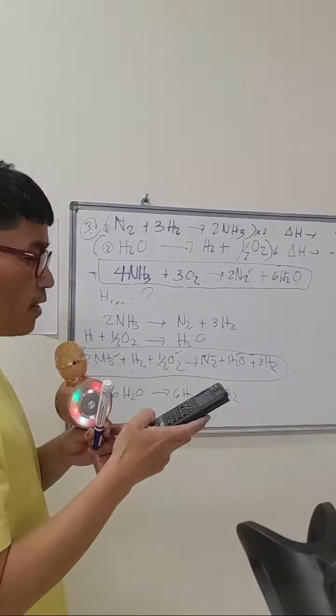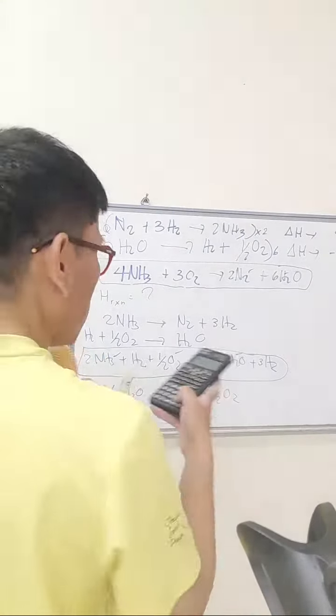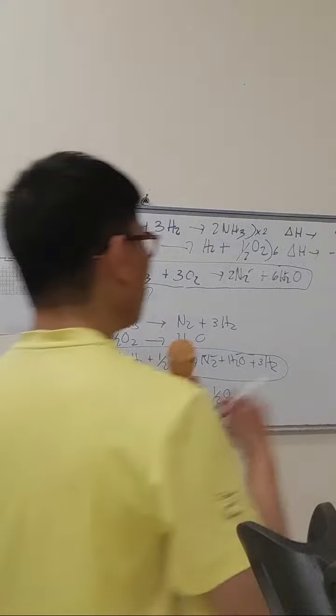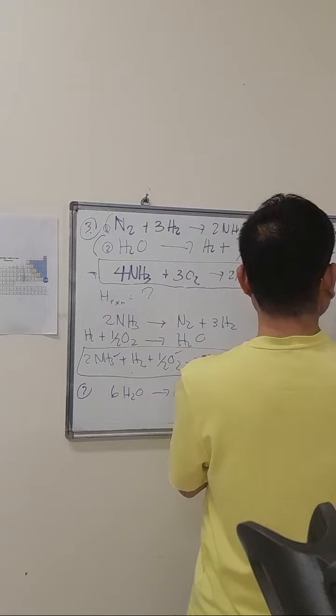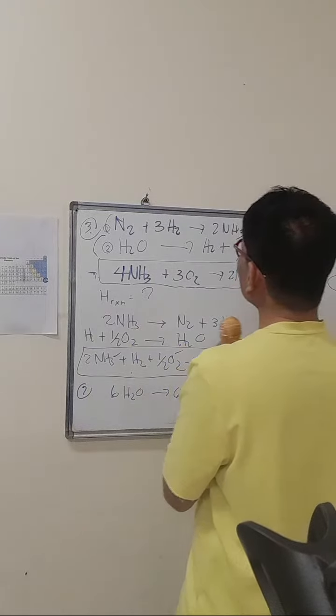So like this, 92 times 2 is equal to 184 kilojoules. So 184 kilojoules. Okay. Like that.